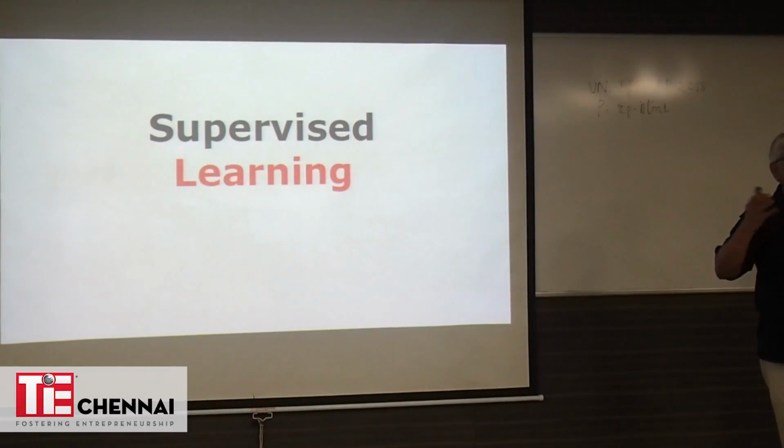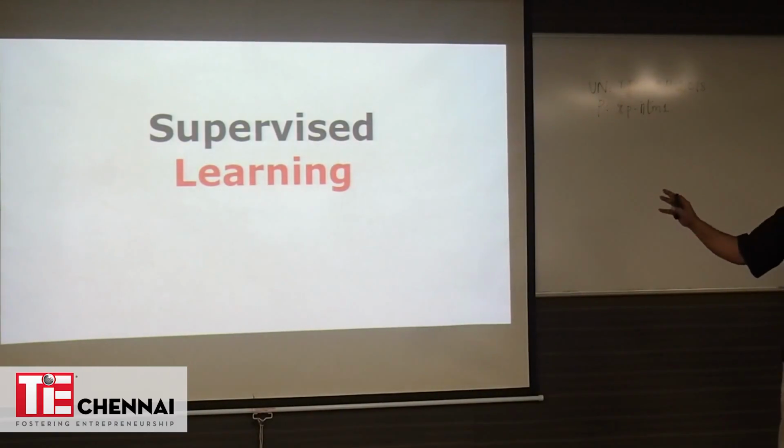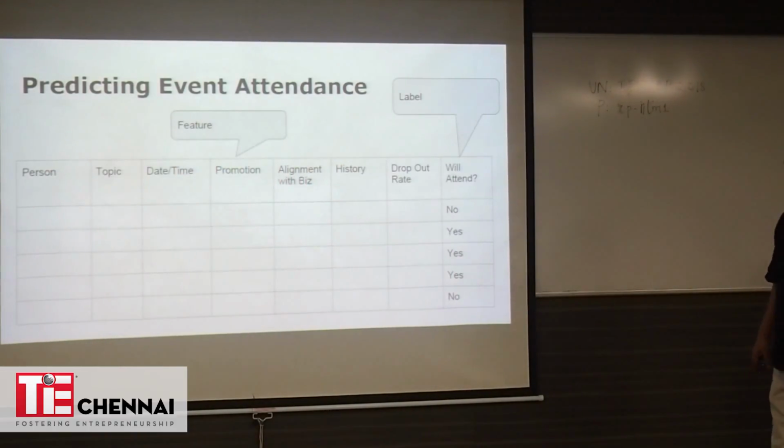So when you hear about machine learning, you hear about what is called supervised learning, unsupervised learning, reinforcement learning, a whole bunch of things. So we'll touch upon a few of them. Supervised learning is the most heavily used. And here is an example.